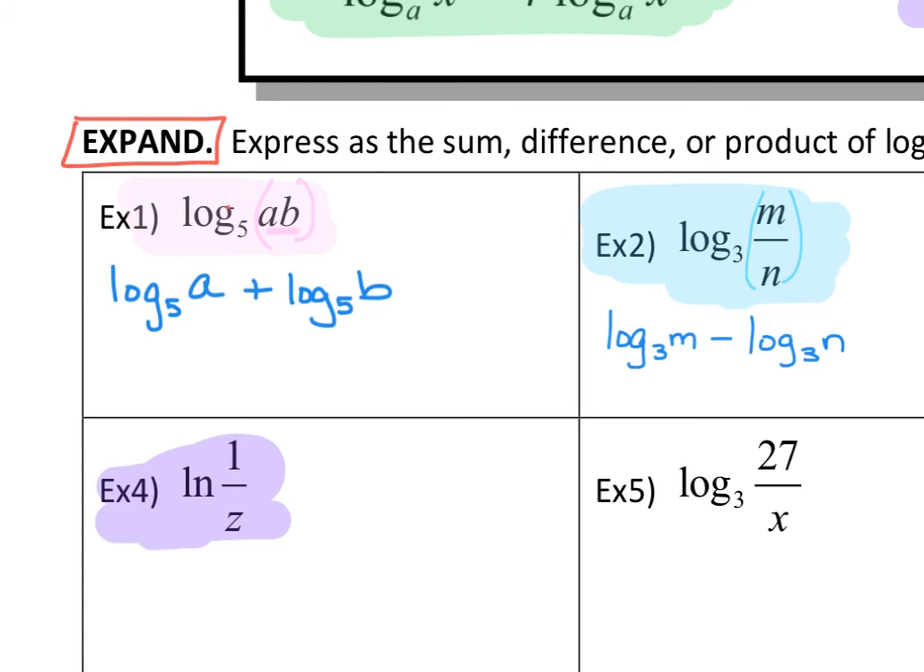If the argument of the logarithm is a multiplication problem, you add the log of each thing being multiplied. If the entire argument of a logarithm is a division problem, to expand that, you take the logarithm of the numerator minus the logarithm of the denominator.